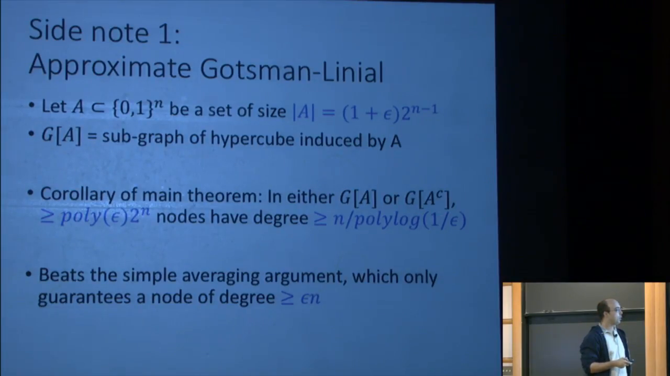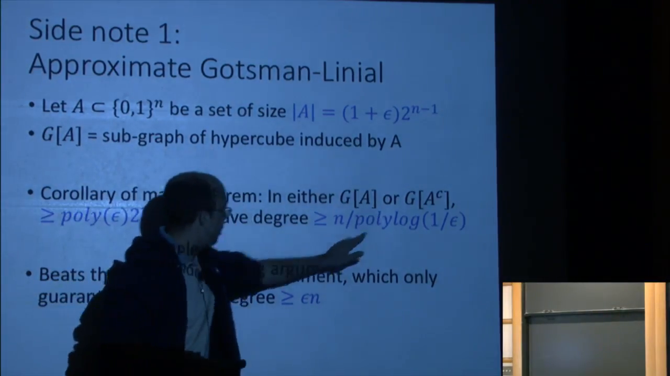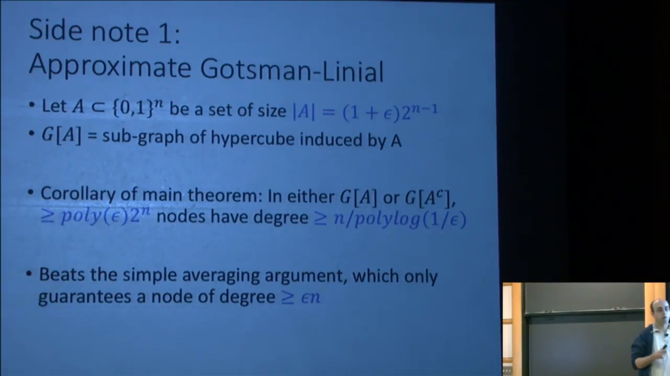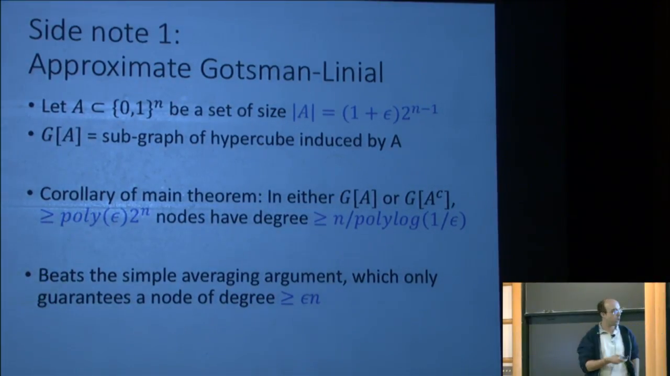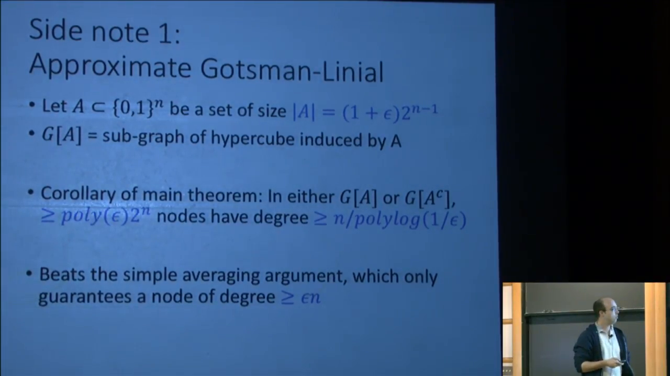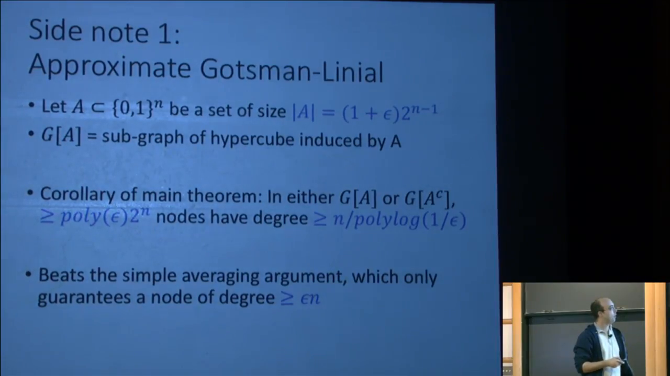Also, I want to mention that already the GSTW paper in this framework would say that there is at least one node whose degree is n over log 1 over epsilon. So without this polylog, but only one node. And we can show there are many nodes. Again, I'll show you the proof of that in the second half of the talk.